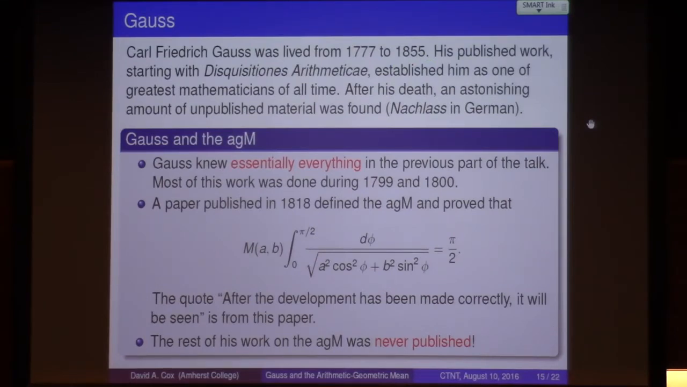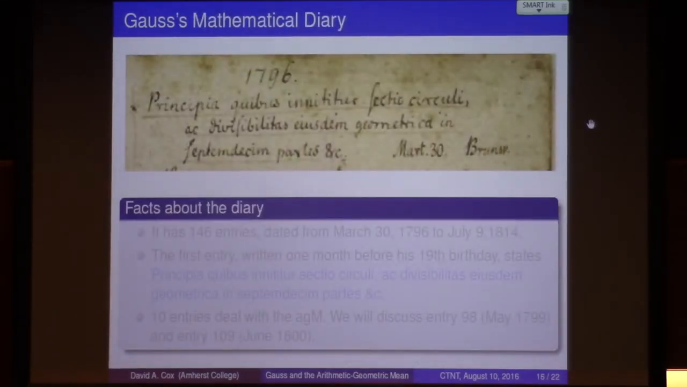And so what I'm going to do is I'm not going to tell you the full extent of what he did. I'm just going to give you a couple of snapshots to give you a sense of what Gauss actually did. And some of it's recorded in his mathematical diary. This is something that he started in 1796, basically March 30th. And this is the very first entry in the diary. He was 1 month shy of turning 19.